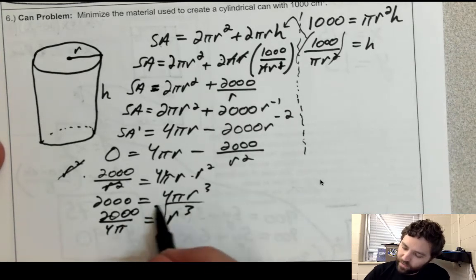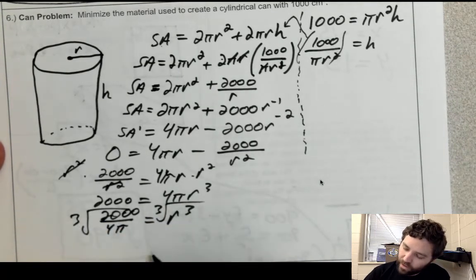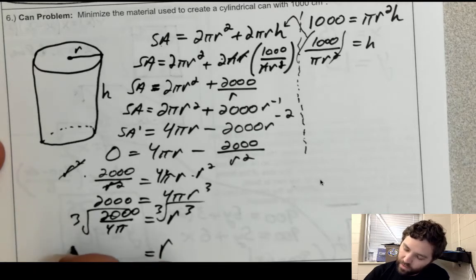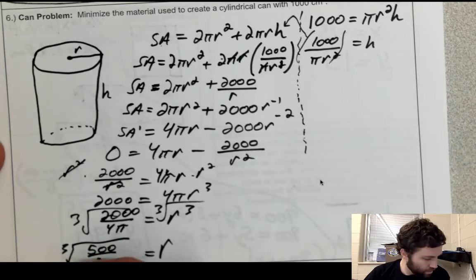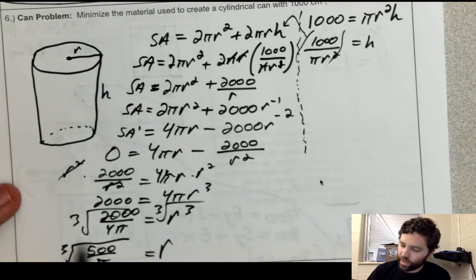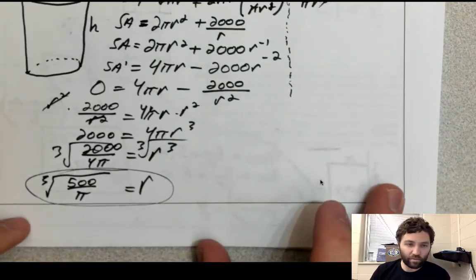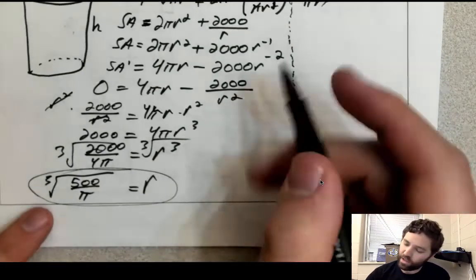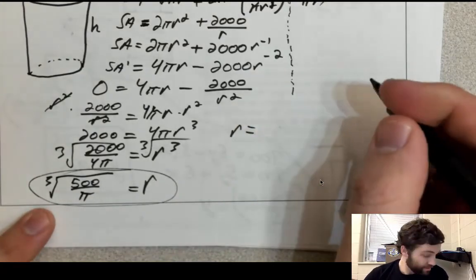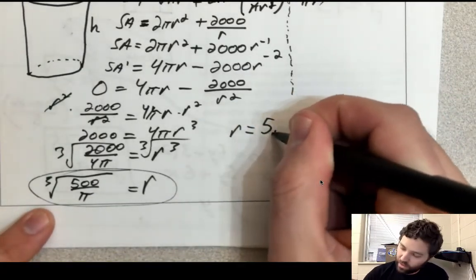Cube root both sides. And I get this, r equals the cube root. And the 2,000 over 4 is 500, right? So I get 500 over pi. Okay, so there's my answer. If I can't use my calculator at all, it is the cube root of 500 over pi. If I can, that turns out to be r as 5.42 centimeters.